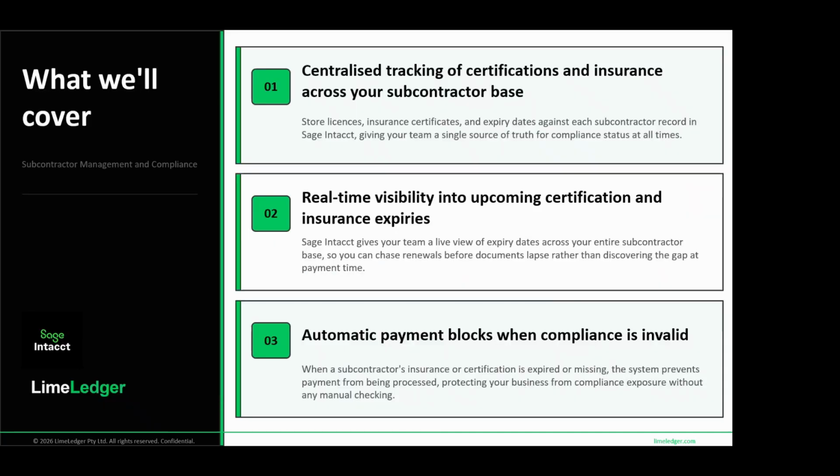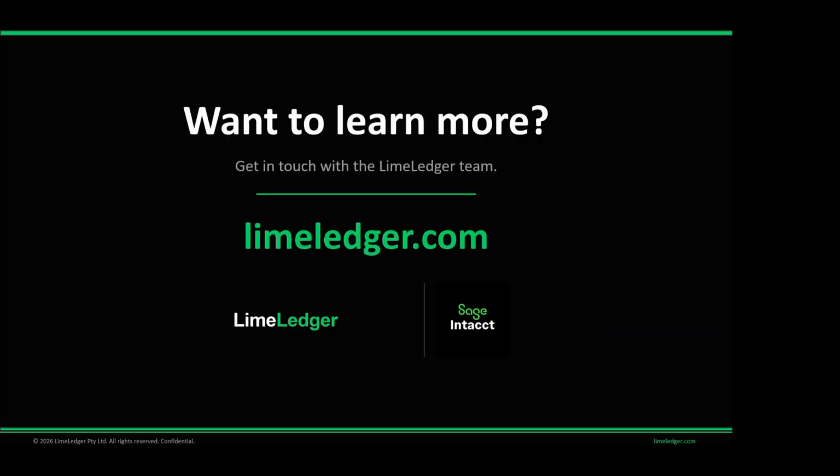So in summary, that is an overview of how Sage Intacct is able to centrally track all of those certifications and insurances for your subcontractors, provide you reporting, and really importantly, start to use that to enforce things like preventing payment, or at the very least, providing a warning to your team.